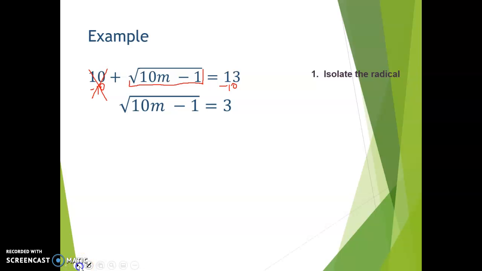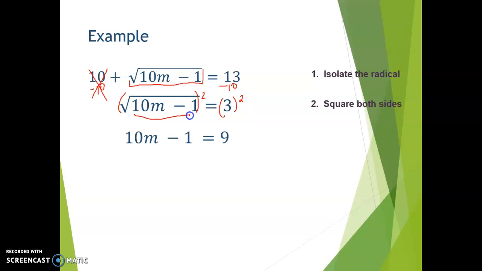Once we've isolated the radical, our second step was to square both sides. Squaring gets rid of square roots. They are inverse operations. So let's square both sides here. And when we do square both sides, we get just our radicand here, 10m minus 1, because the squaring and the square root cancel each other out. And then 3 squared equals 9. We'll then solve the resulting equation.